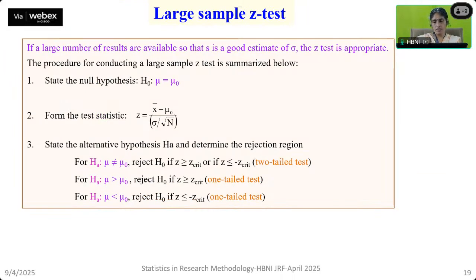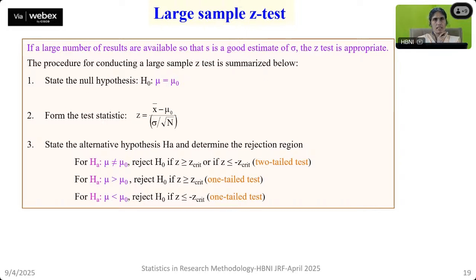As we discussed in the previous slide, if we have a large number of data points, we go for the Z test. The Z statistic has the formula: x bar minus mu zero, divided by sigma by root n. X bar is the mean of your measurements. Mu zero is the reference value. Sigma is the population standard deviation. N is the total number of measurements.